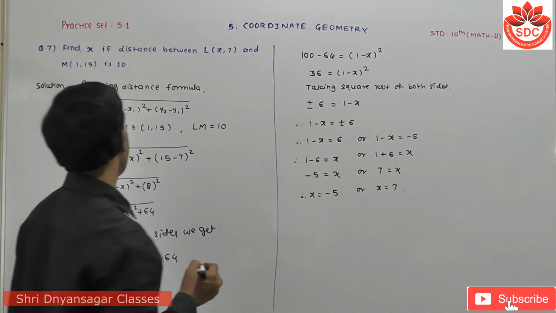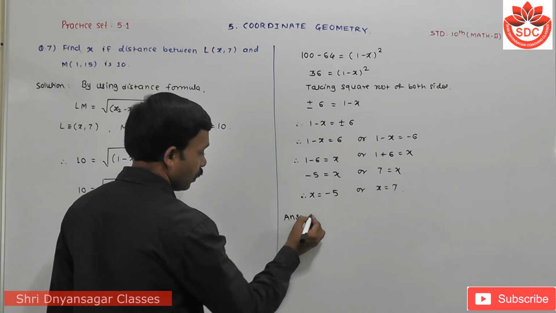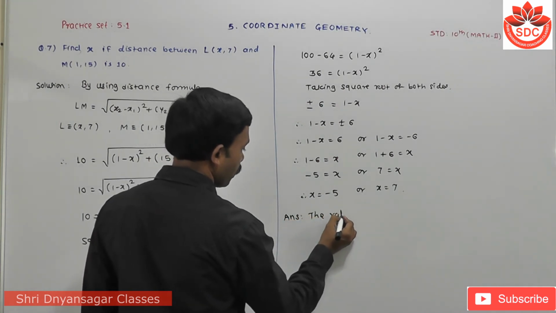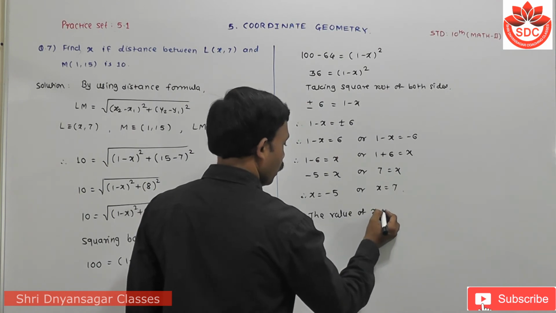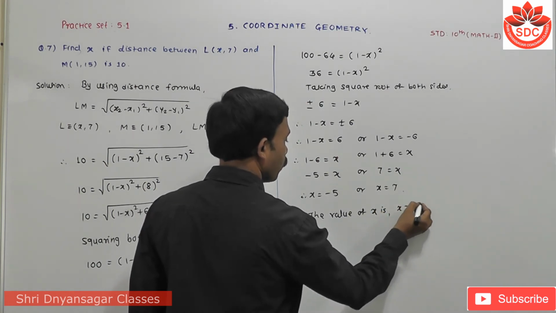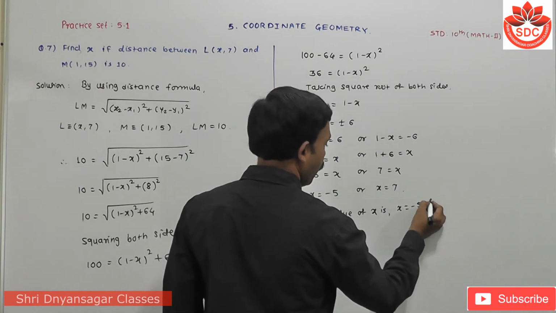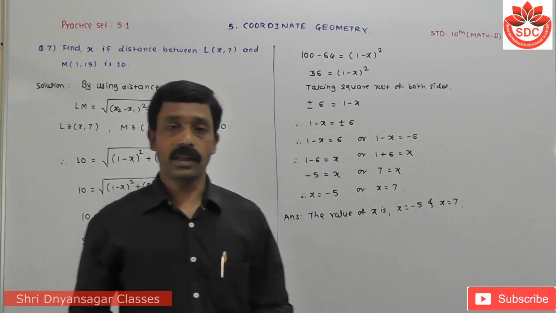Now the question asks to find x, so write the answer in a full sentence. Answer: Therefore the value of x is x is equal to minus 5 and x is equal to how much? 7. Okay, we take the next question.